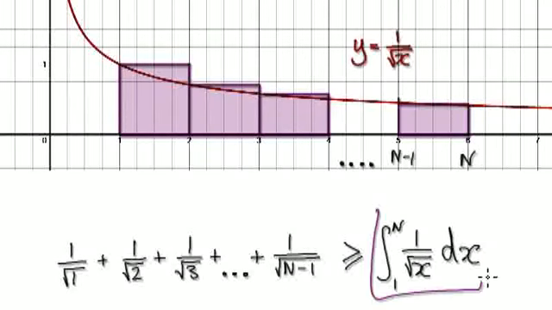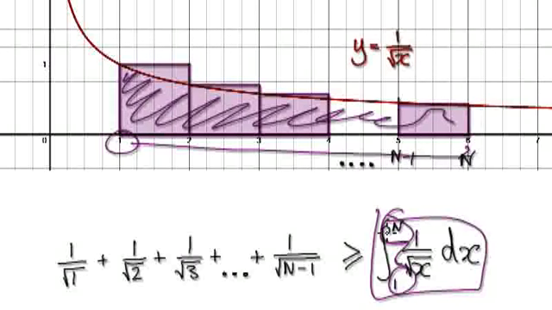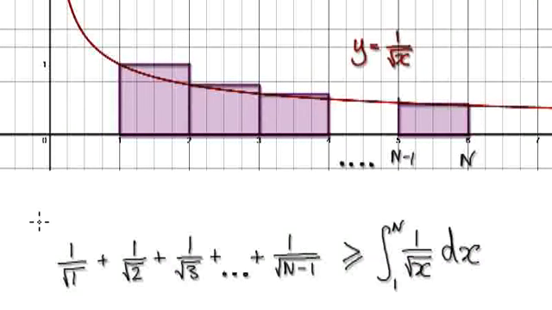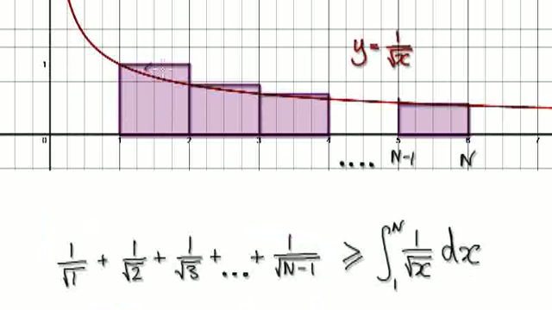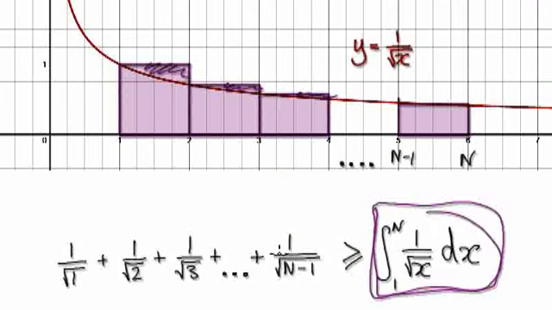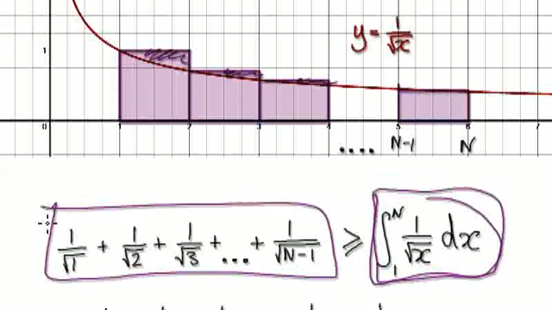So you can see that this area here, from 1 to capital N, the area underneath that line must be less than or equal to all the rectangles. So you can see that this bit here is slightly more, and so on. So we can say that this integral would be less than or equal to all the rectangles.